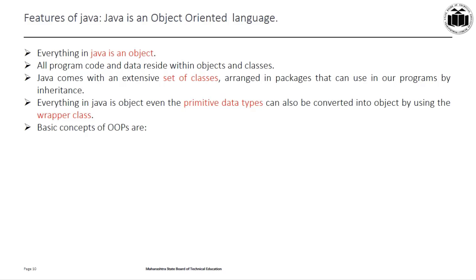So everything in Java is an object. All program code and data reside within objects and classes. Java comes with an extensive set of classes arranged in packages that we can use in our program by using the concept of inheritance. Everything in Java is an object, even the primitive data types can be converted into objects by using the concept of wrapper classes. So the following are the basic concepts of OOP: object, class, inheritance, polymorphism, abstraction, and encapsulation.